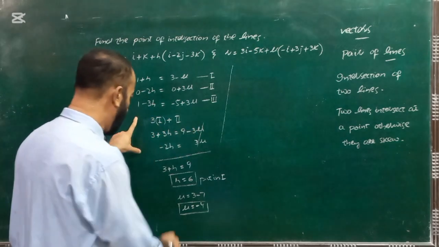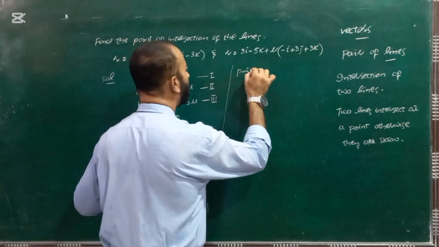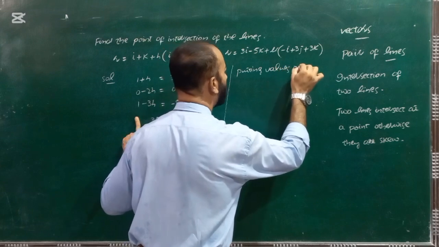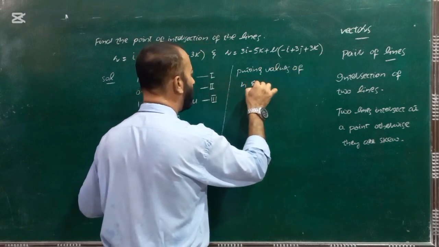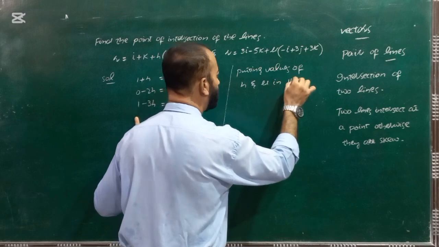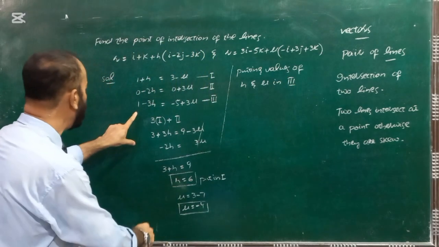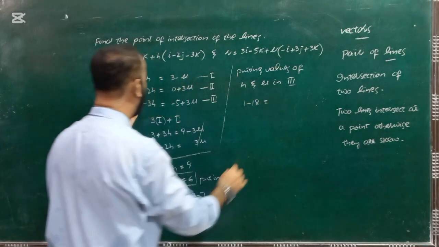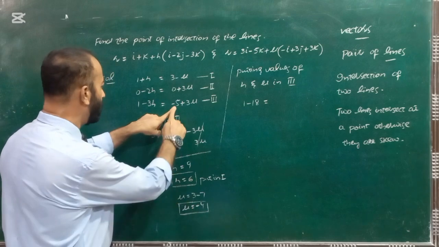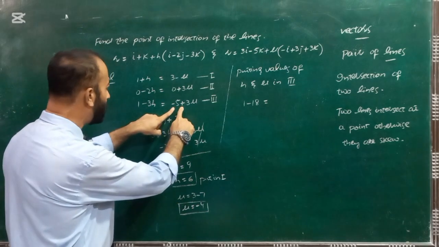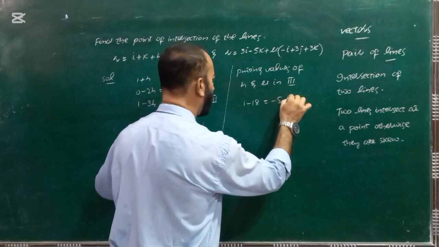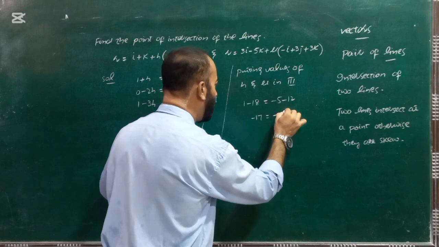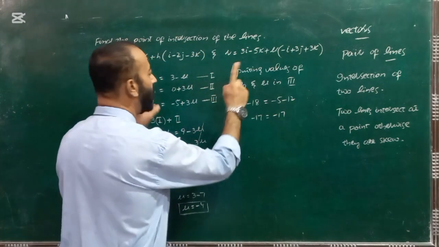So look now, putting the values of lambda and mu in equation 3. Lambda is 6, so 1 minus 18. And on the right hand side, mu is minus 4, so minus 5 minus 12. So from here you can see this is satisfied. So it means the 2 lines will intersect.